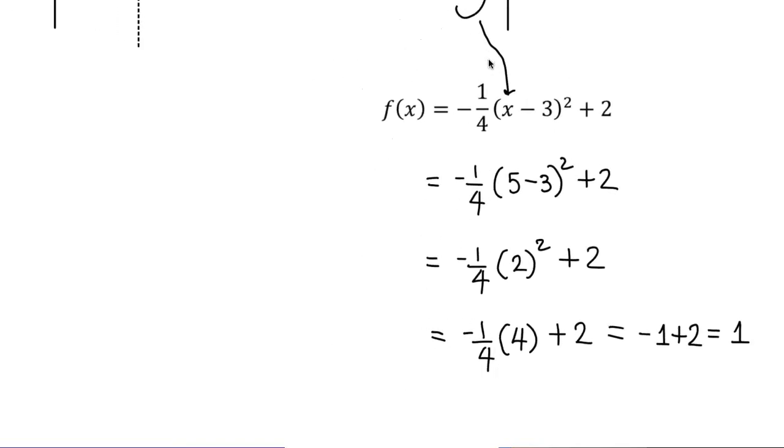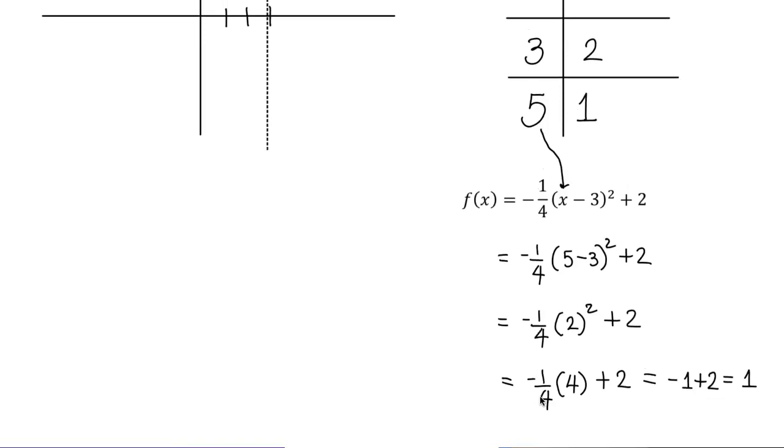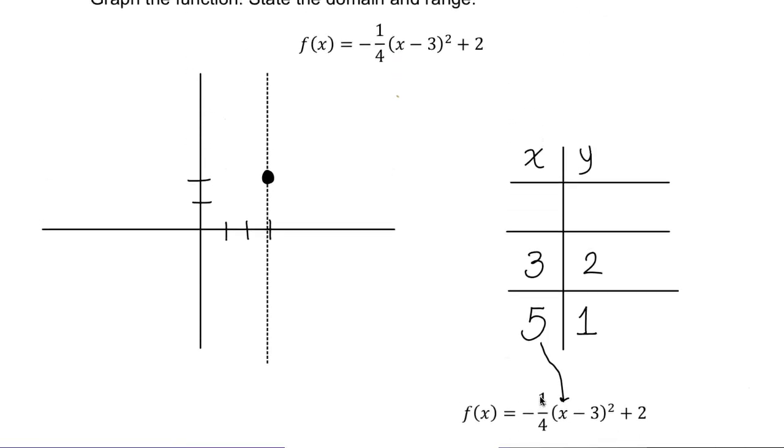So I picked 5 because I knew that subtracting 5 minus 3 will give me 2, and 2 squared is 4. And I thought that that will work nicely when I multiply it by negative 1 over 4. So when you plug in 5 into the function, you will get 1 out. Now watch this, okay, because I really don't have to plug in another number. Using that axis of symmetry idea, hold on. I'm going to plot 5, 1 first, okay? So 1, 2, 3, 4, 5, plot 1 right there.